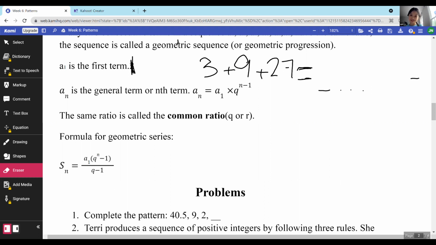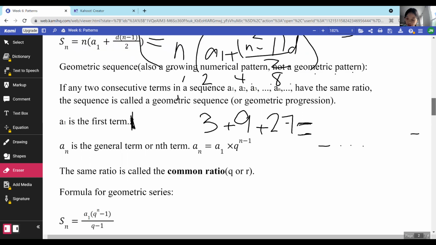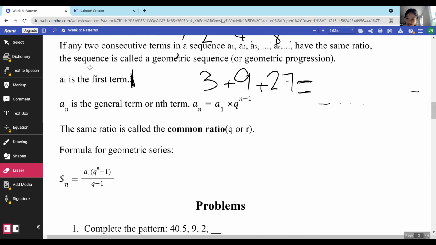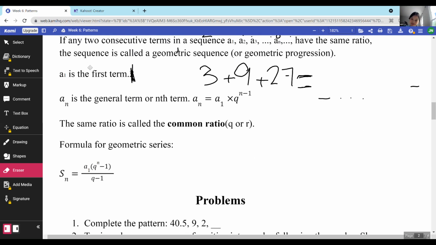Does anyone want to give me any answers? I got 39. Yes, that's correct. Which approach did you take? I took the formula. Nice. Yeah, you could do it either way. And that's just an example. Good job.